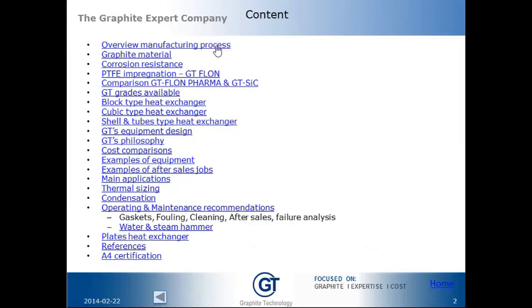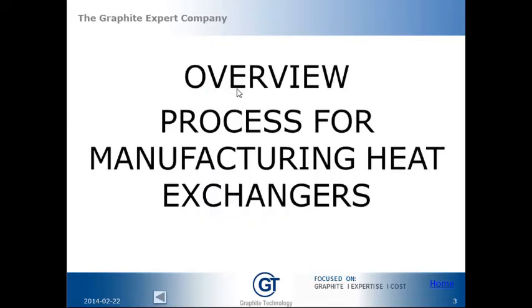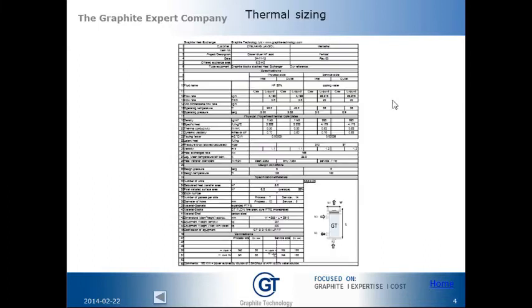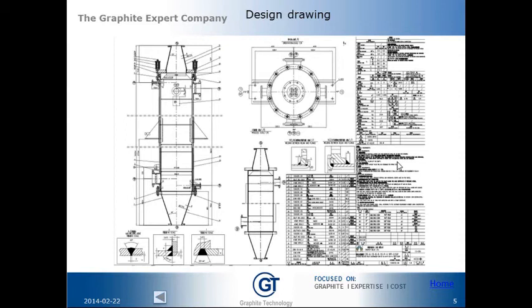I will first start with an overview of our manufacturing process. Typically this process is applied for manufacturing heat exchangers. The first step consists of the thermal sizing of the equipment based on the requirements of the customer process. After this design, we submit an assembly drawing to the customer, which needs to be approved by the customer before we start the manufacturing process.